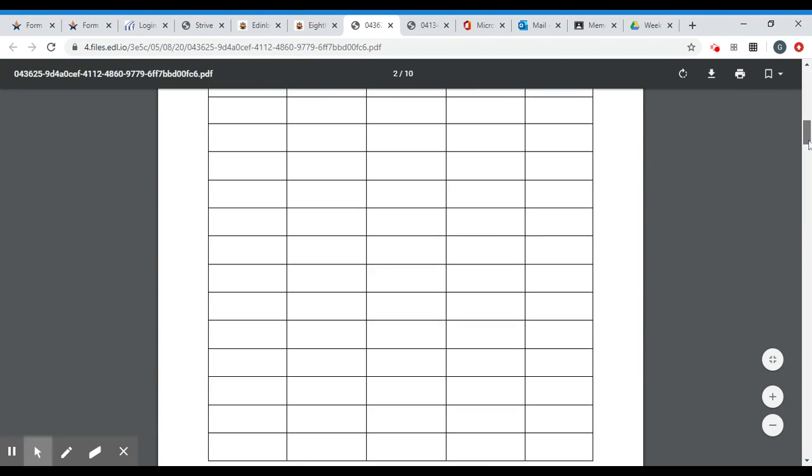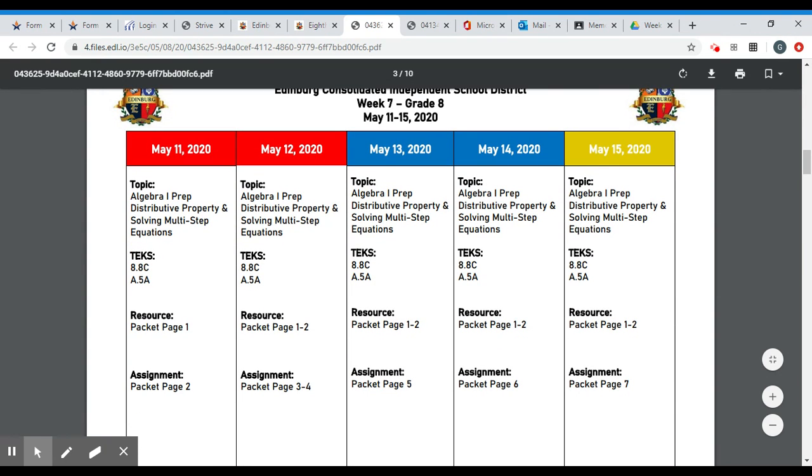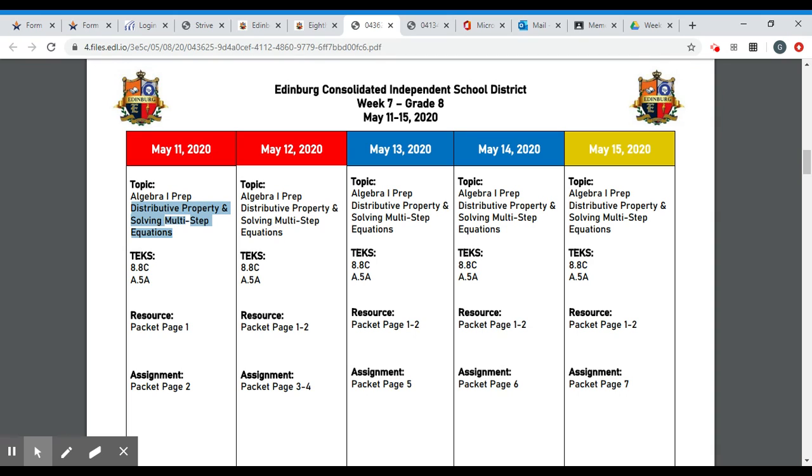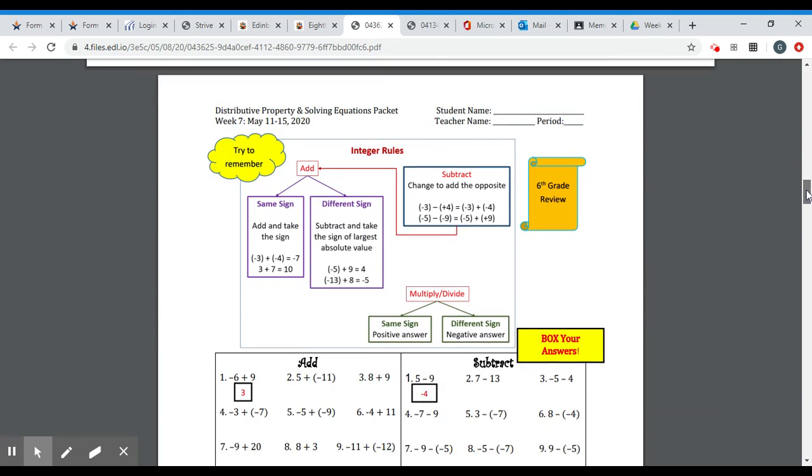We're going to be going over our Algebra 1 prep on distributive property and solving multi-step equations. That's 8.8C and 8.5A. So just as it says, we're going to continue trying to get y'all ready for Algebra 1 next year. This is not too difficult, but it is going to require your attention in these videos, and follow along, and make sure you're taking it step by step.